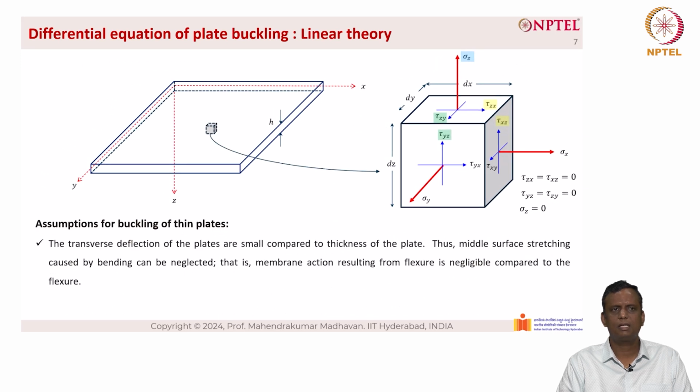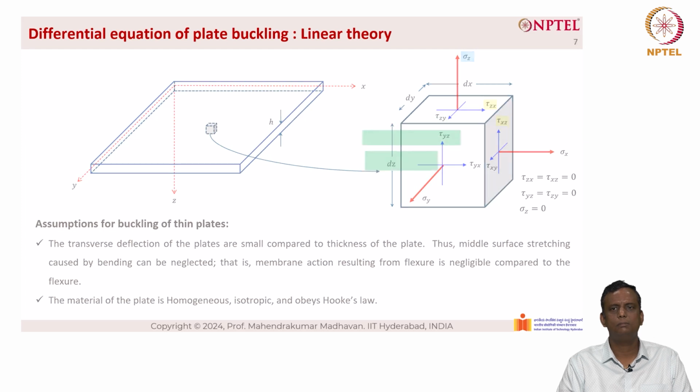Further assumptions: the transverse deflection of the plates is small compared to the thickness of the plate. Thus, the middle surface stretching caused by bending can be neglected. That is, the membrane action resulting from flexure is negligible compared to the total flexure. The material of the plate is homogeneous, isotropic, and obeys Hooke's law.